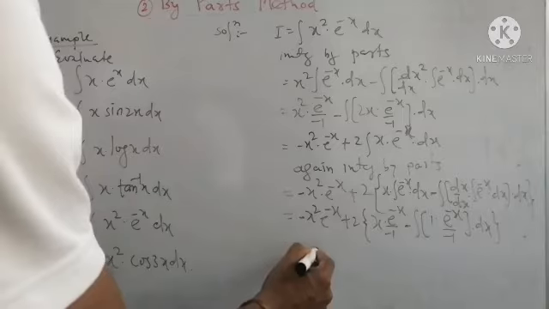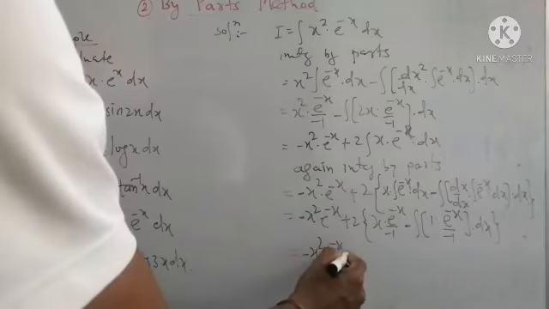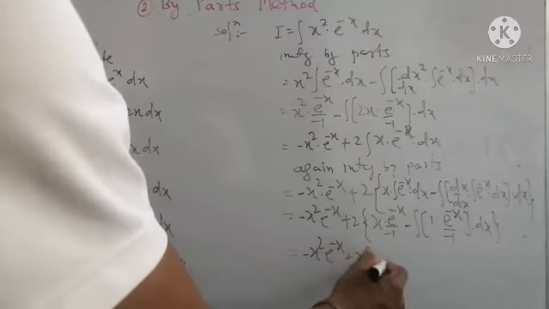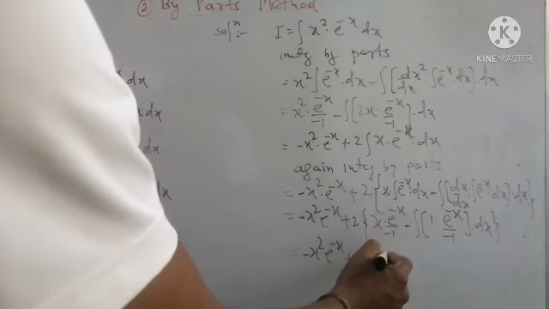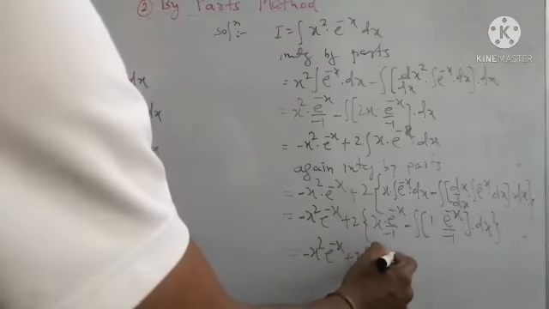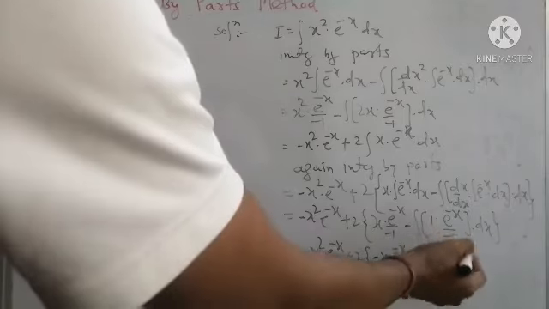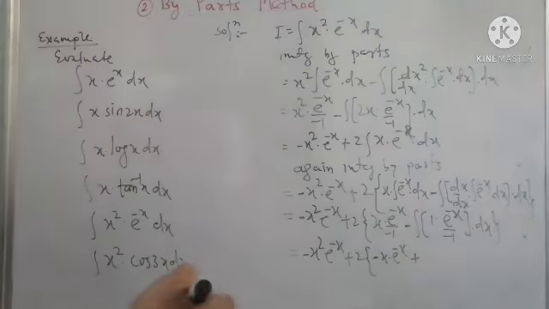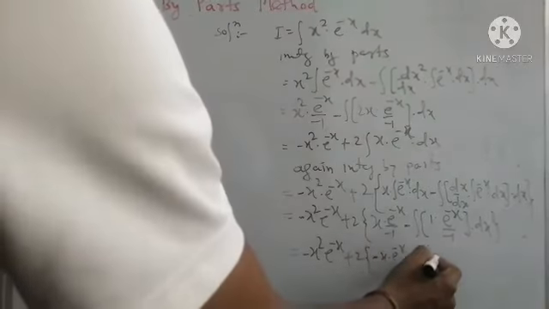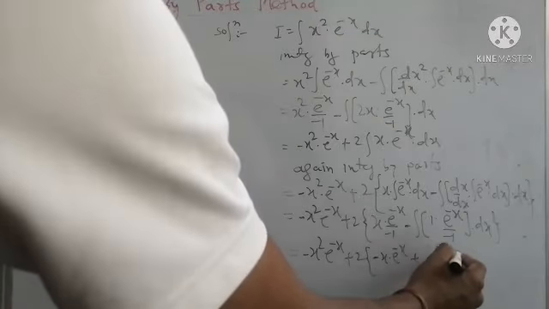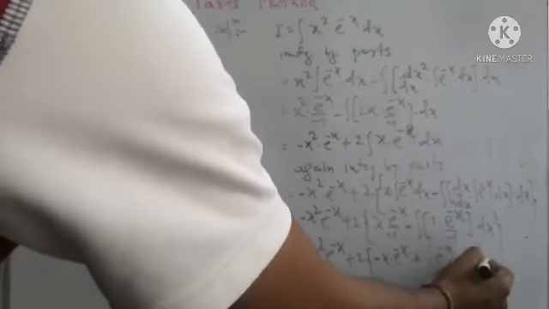So the first term is minus x square e raised to minus x, plus 2 remains as it is, into bracket x into e raised to minus x divided by minus 1, which will become minus x into e raised to minus x. Now take the minus sign outside, so the sign of integration will be plus, and in the integration we remain only with the term e raised to minus x, as it is multiplied by 1 only.